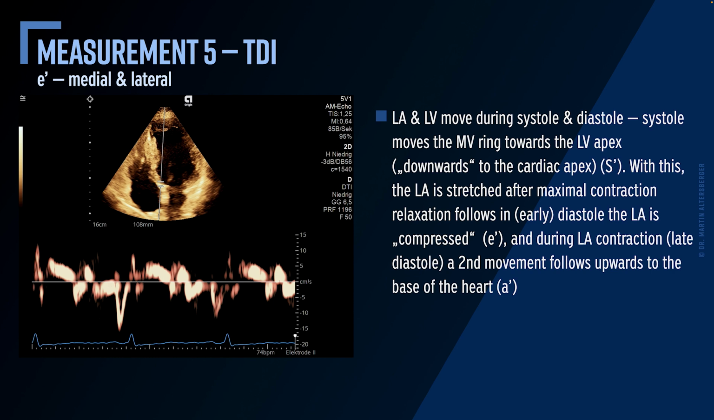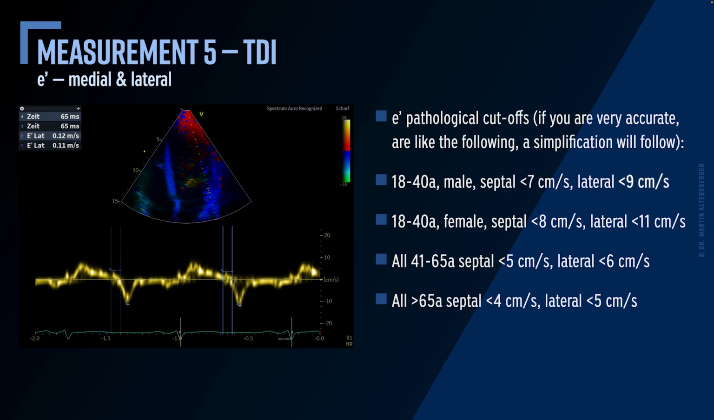So in early diastole, the left atrium is compressed because of this E prime, so the excursion. And during left atrial contraction, that's late diastole, a second movement follows upwards to the base of the heart, and that's the so-called A prime. So we have two movements, an E prime and an A prime. The E prime pathological cutoffs have to be known.